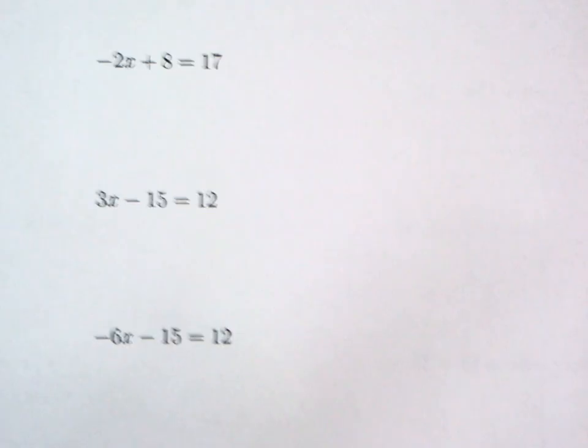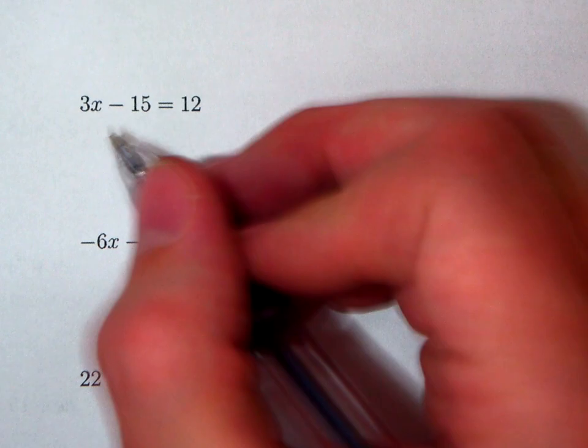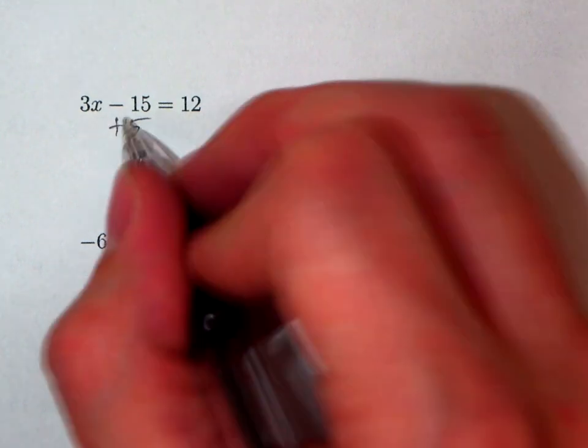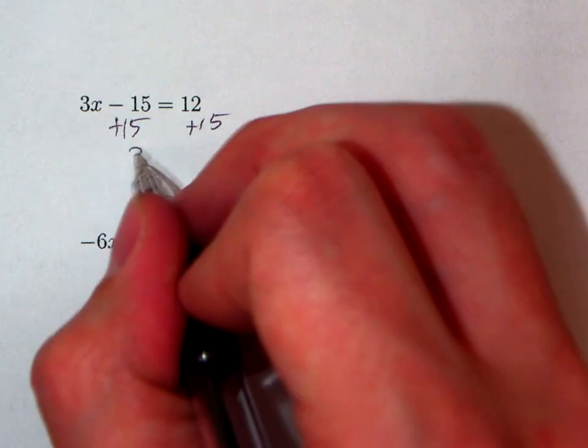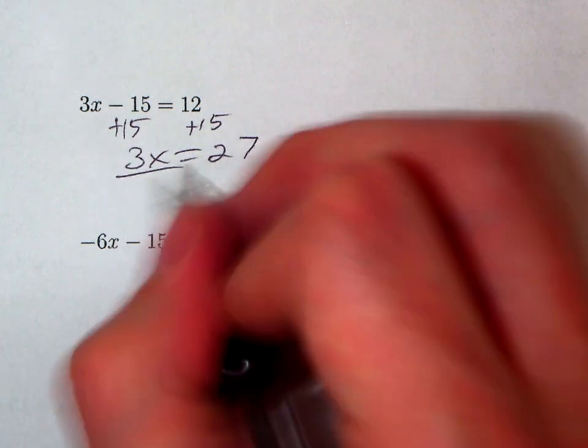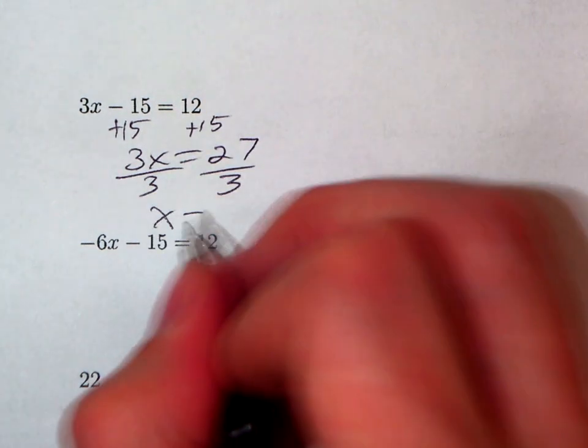Back over to the right, we'll start with 3x minus 15 is equal to 12, and we'll add 15 to both sides, so we get 3x is equal to 27. When we divide both by 3, we get x is equal to 9.